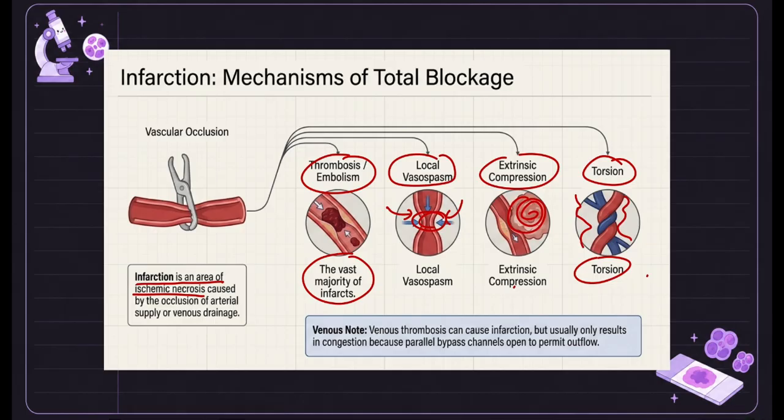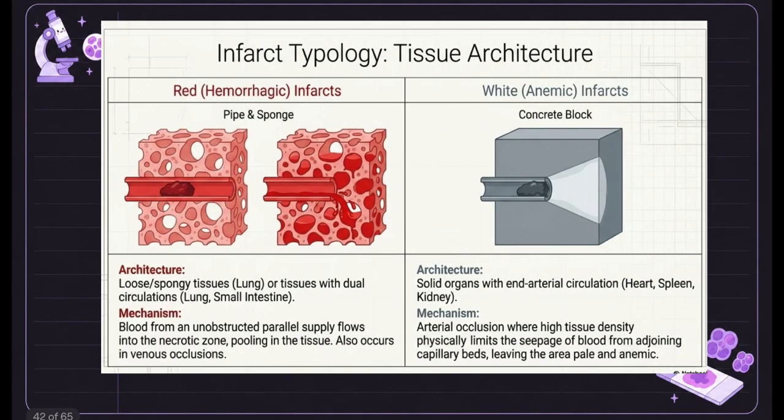Now, venous thrombosis certainly can cause an infarction. However, it usually only results in passive congestion. This is because alternative, parallel bypass channels generally open up to permit the blood to flow out. Arterial blockage, on the other hand, is far more immediate and fatal.